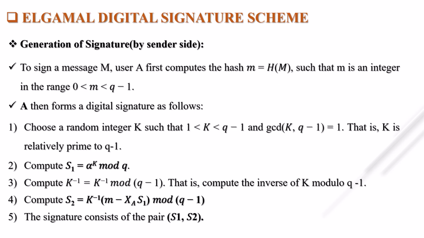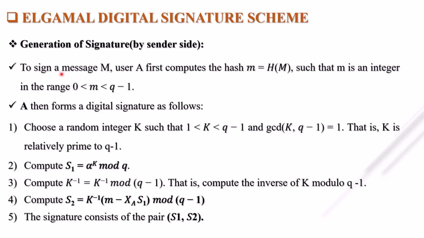Okay, now we see how the sender will sign the message. This is just an algorithm, we can say. With the help of an example, we will see after the completion of the algorithm. For signing a message on the sender side, as I already told you, the message is first converted into a hash value, and then that hash value will be encrypted with the help of the sender's private key.